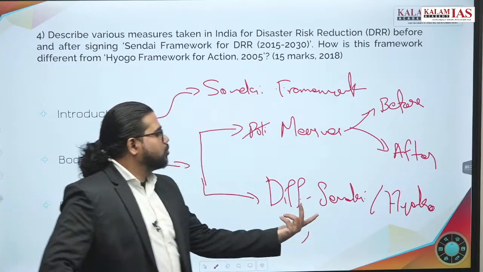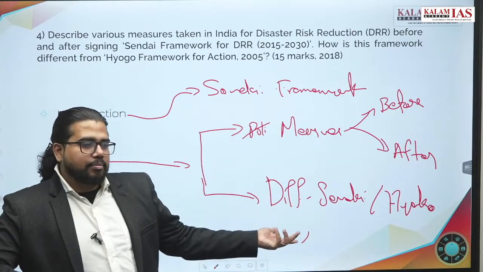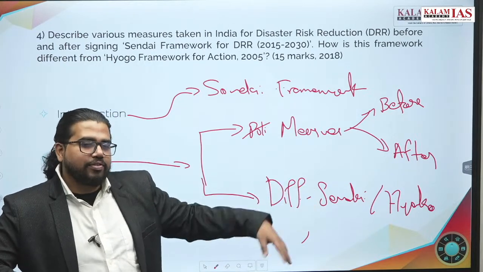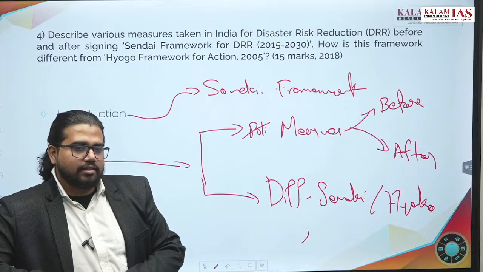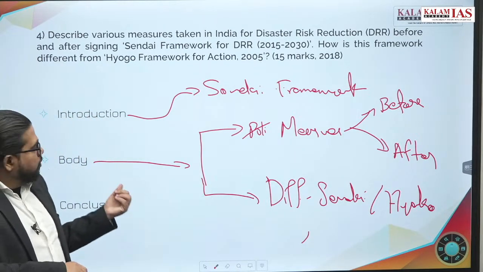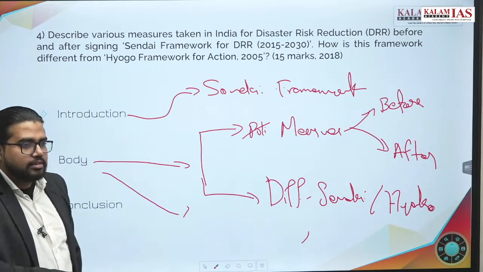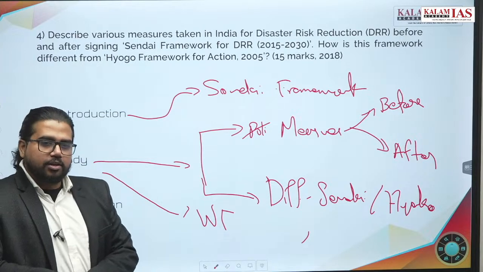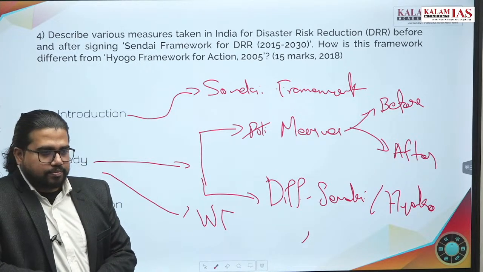Here also you can guesswork something and make some points. Beyond that, we will not learn this because it's already very old and the scope of a repetition question is very less. Then you will conclude. You can include a way forward, it's a 15 marker. So if you want to add something more to it, you can include a way forward also. Go ahead.